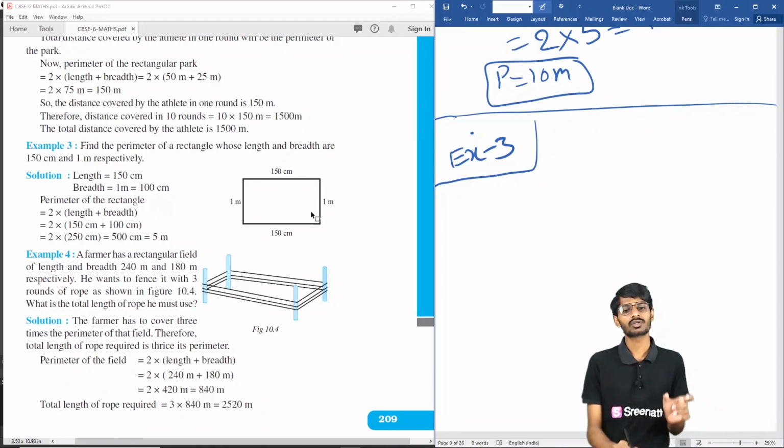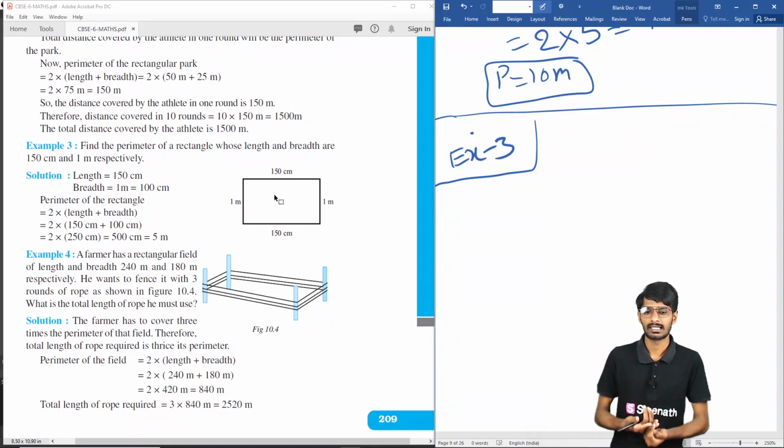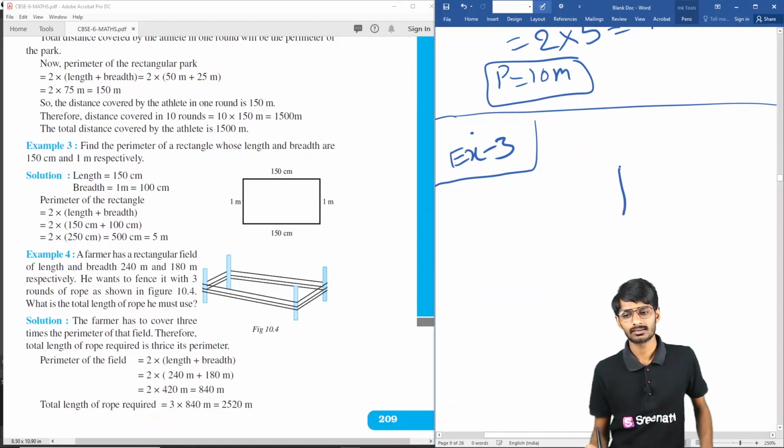So, find the perimeter of a rectangle. There is a rectangle and we have to find the perimeter of it. And what is the length and breadth? They have given the length and breadth of it. The length is 150 centimeters and the breadth is 1 meter.